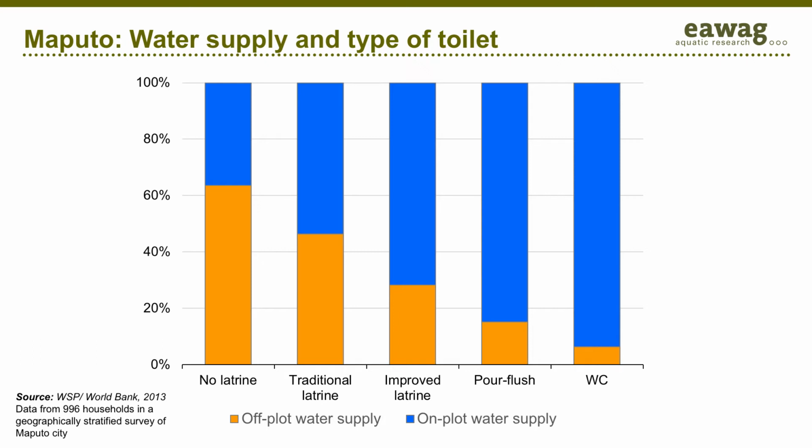This graph is based on a citywide survey of Maputo, Mozambique, and it shows how improved sanitation is strongly correlated with having piped water on the premises. This may be partly due to household wealth, but given that there are large parts of the city where on-plot water supply is not available, it also suggests that where it is available, the household would rather invest in improved toilets with a water seal.